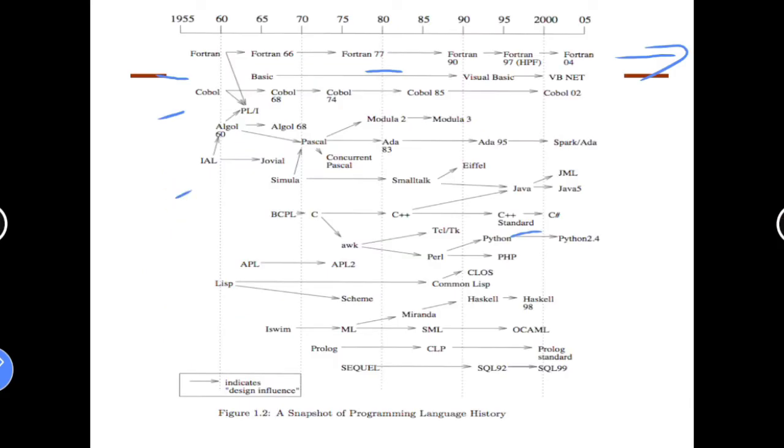Algol, Jovial, Simula, Smalltalk, Java. If you are from a computer science background, you definitely know Pascal, Ada 95, SPARK Ada, BCPL, C, C++, C# , Java, list processing, Common Lisp, Scheme, Haskell, which is a functional programming language. So this is the basic. If you want to explore more, you can pause the video and go one by one.